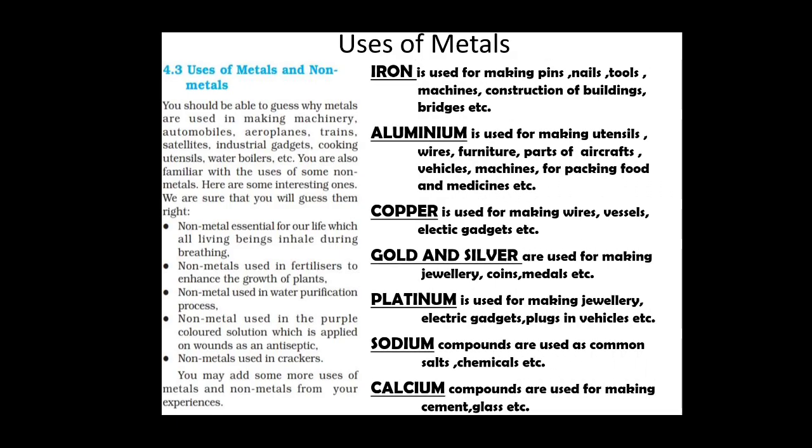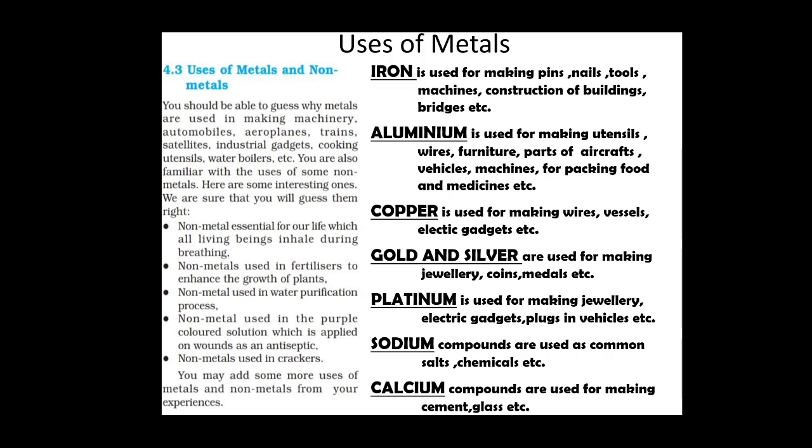I had given some examples, like iron is used for making pins, nails, tools, machines, construction of buildings, bridges, etc. Aluminium is used for making utensils, wires, furniture, parts of aircrafts, vehicles, machines, for packing food and medicines, etc. Similarly, copper is used for making wires, vessels, electric gadgets, etc. Gold and silver are used for making jewelry, coins, medals, etc. Platinum is used for making jewelry, electric gadgets, plugs in vehicles, etc.